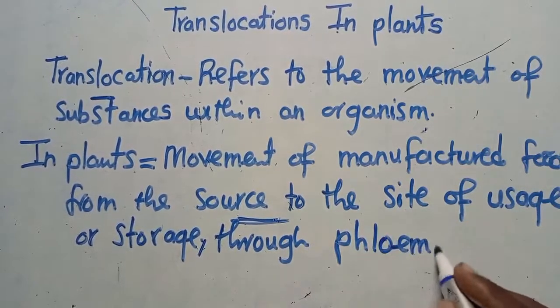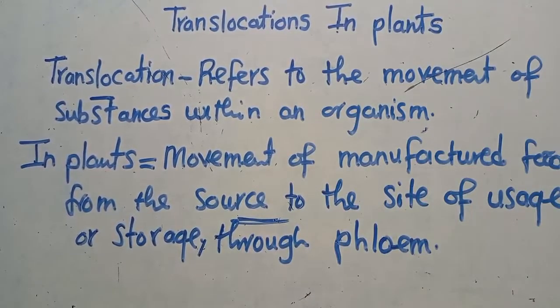Why have we talked about the phloem? The sugars produced during photosynthesis are transported from the leaves to other parts of the plant via the phloem. The phloem is in charge of transporting the manufactured food from the leaves to the parts of a plant.